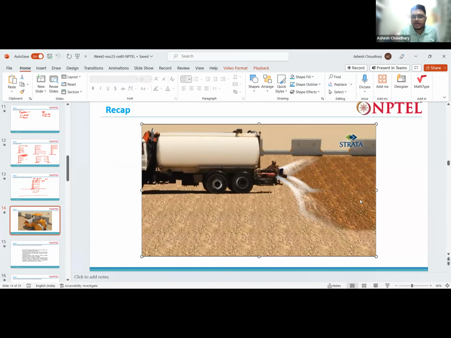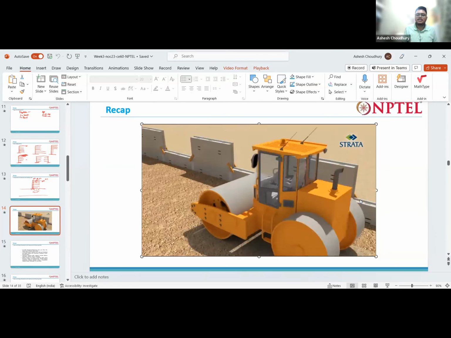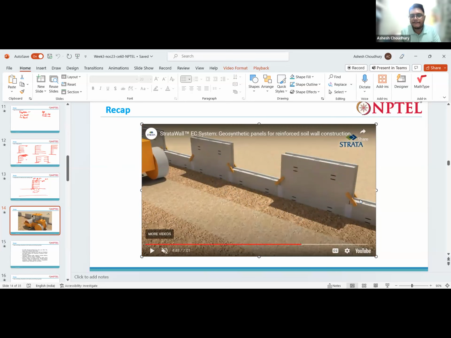Then we water this area and compact the original base soil with the help of the roller. Pay attention here that this roller is not going very near to this facing panel. This is very important. If the roller goes very near to this facing panel, there are high chances that the panel will fall out or something like that will happen. There are high chances of damage.